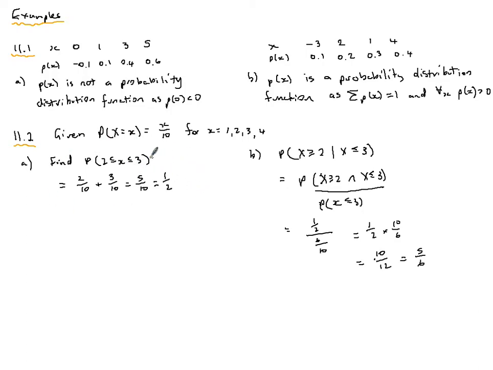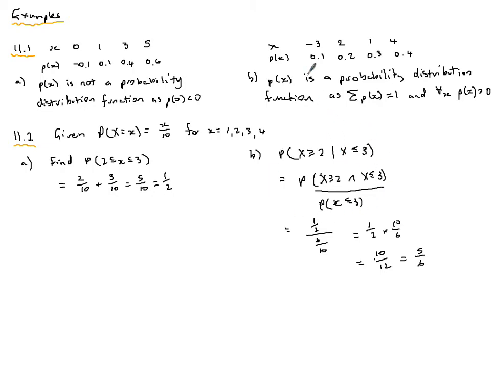And we can do some calculations. So the probability of getting 2 or 3, however this is generated, would be 2 over 10 plus 3 over 10, which gives us 5 over 10 or a half.